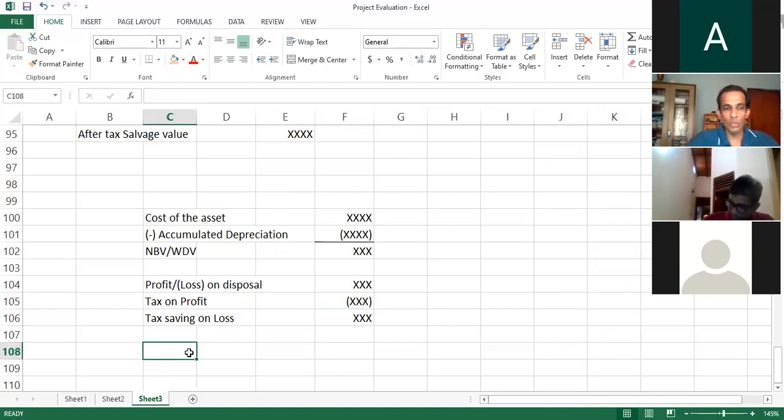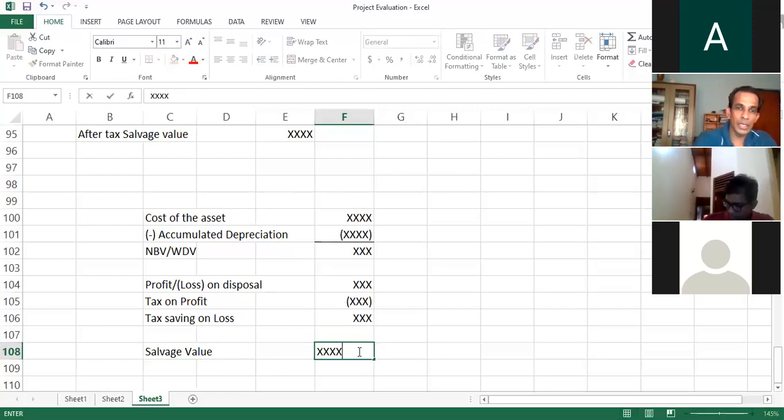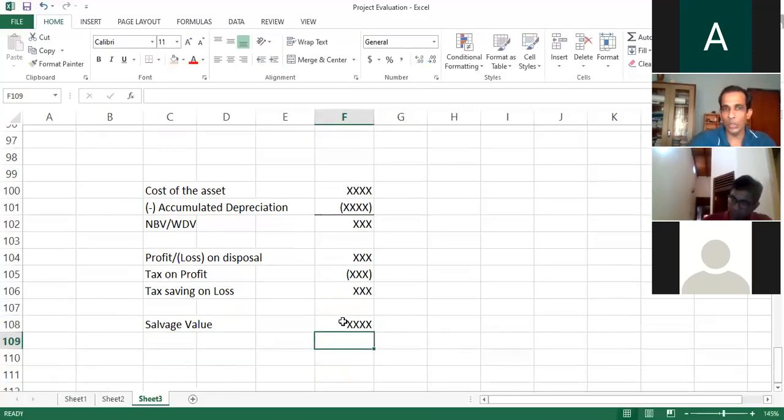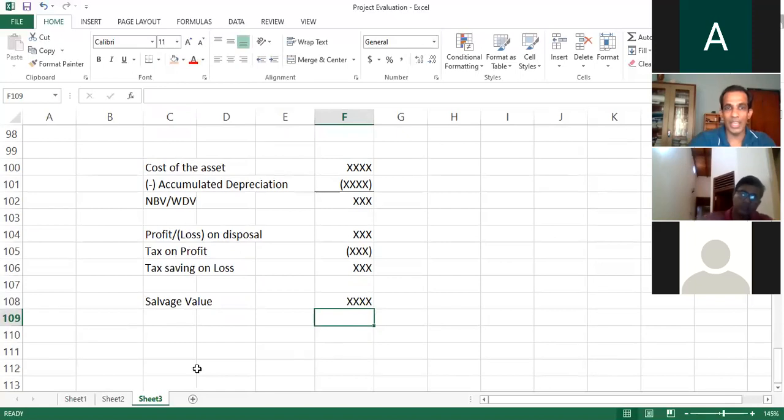Then once we get the salvage value, we need to adjust this tax. In this working, it might look like a little bit long working, but this is not difficult. Here I have put all the possible conditions. That's why it looks a little bit long. Once we calculate the salvage value, if there is a profit, what we need to do? To the salvage value, do we need to add or deduct?